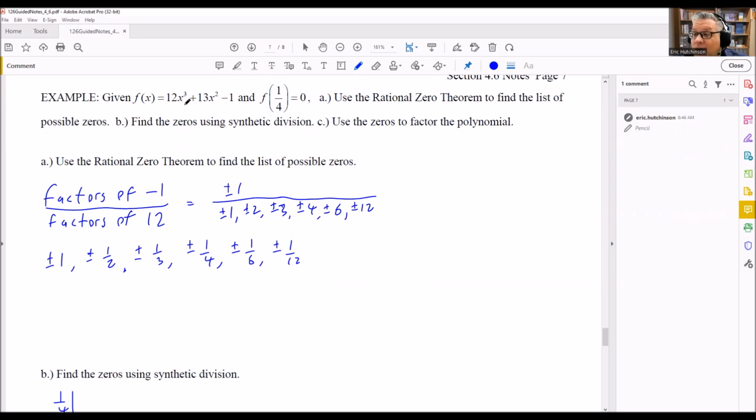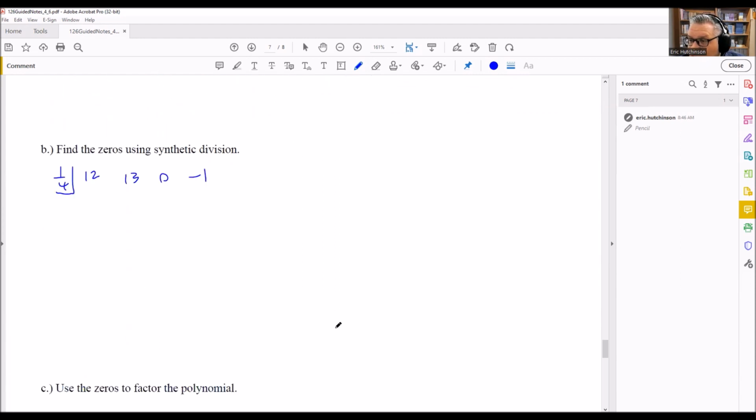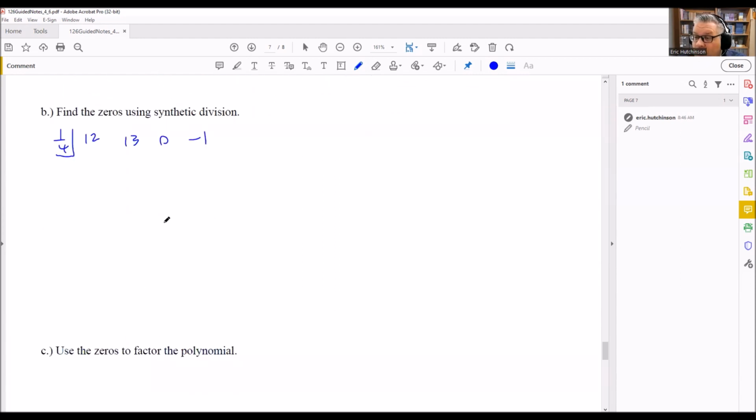Now, something to notice about the 12, 13: we are missing an x term. So we have to put in a placekeeper for this. I'm going to do 12, we have 13, but then we have a 0 because there's no x term, 0, and then -1. So this is what you should have when you do the setup. We have a placekeeper here because, again, the x term is not there.